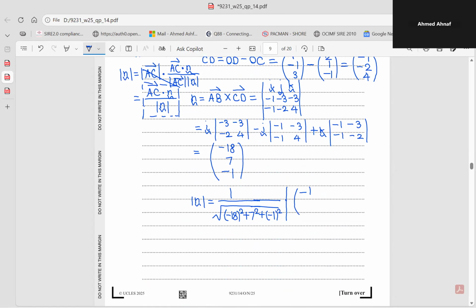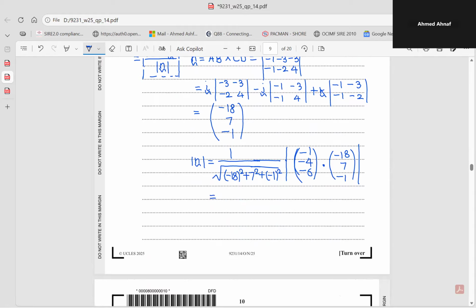You can do BD, but you have to find BD, which I find quite troublesome. Dotted with the normal, -18, 7, -1. Okay, so I'm just going to simplify everything. Just use a calculator. So this is square root 374.